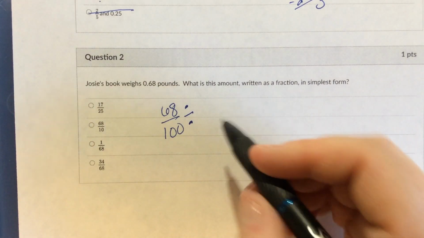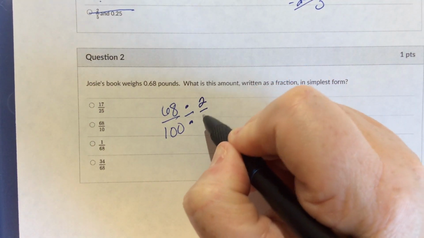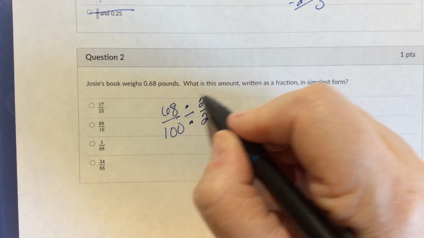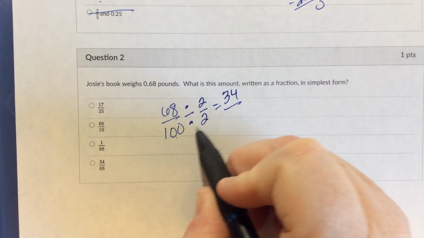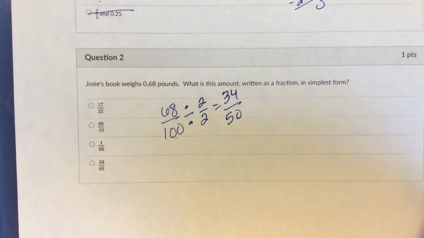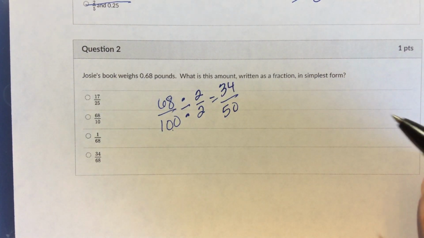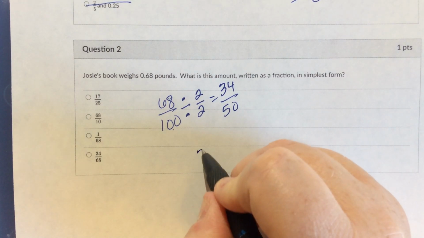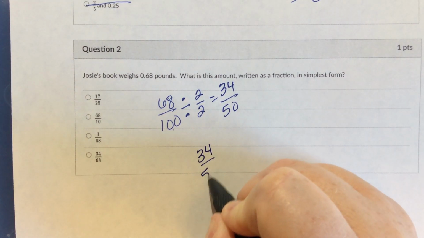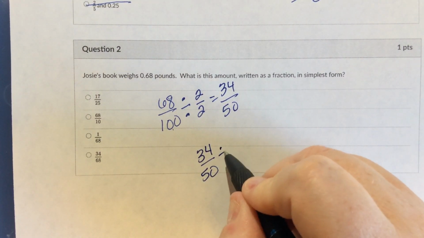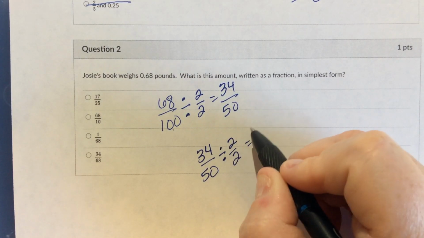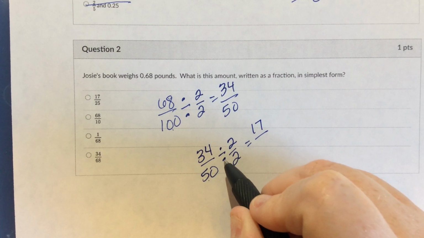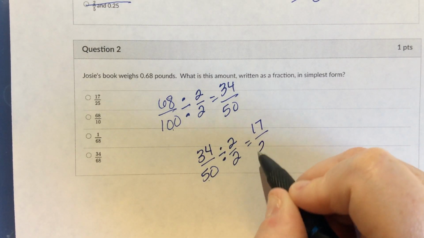So 68/100. Let's just start simplifying. Let's divide them by 2. 68 divided by 2 is going to be 34. 100 divided by 2 is 50. Okay? I'm not done. They're both even. So I'm going to keep going. 34/50. Okay, I can divide both of those by 2 again. 34 divided by 2 is 17. 50 divided by 2 is 25.